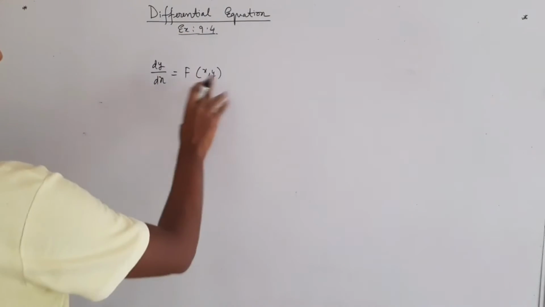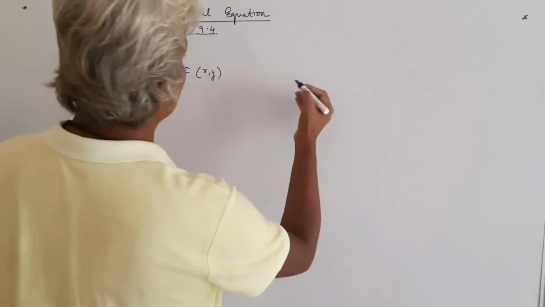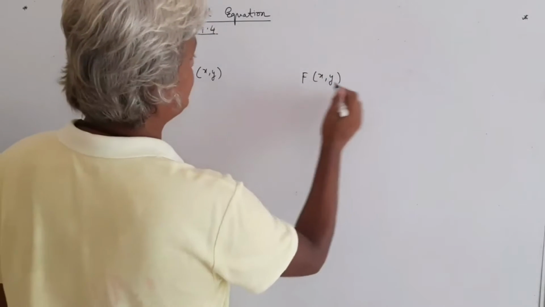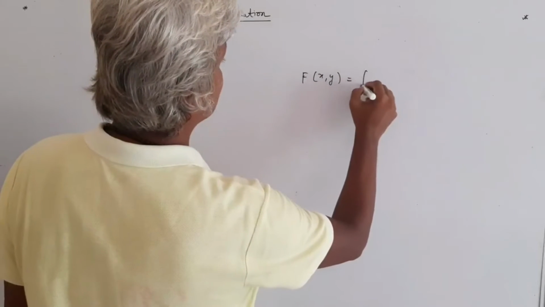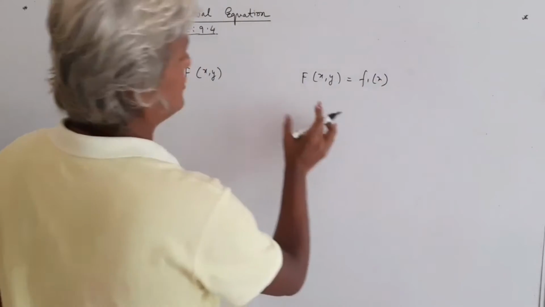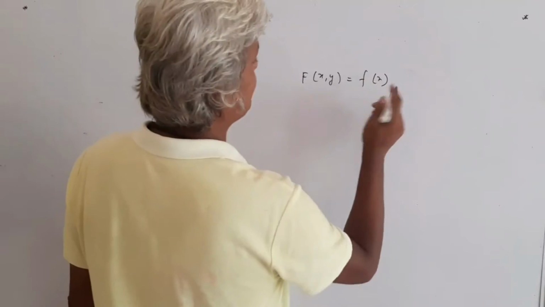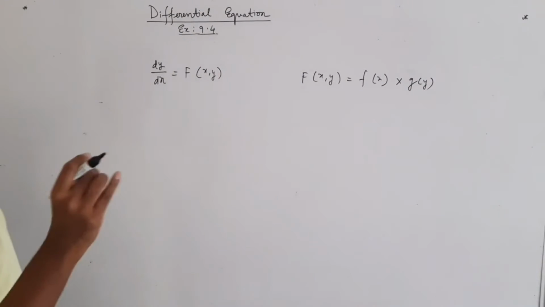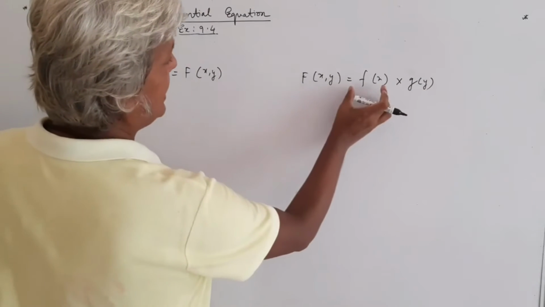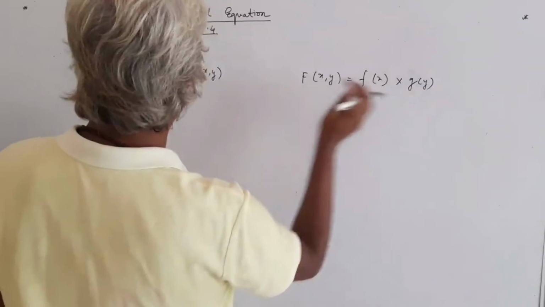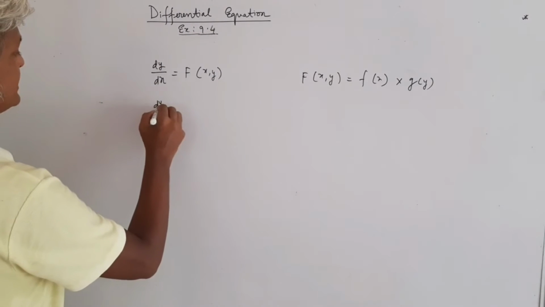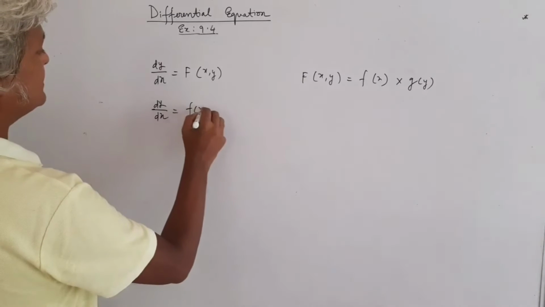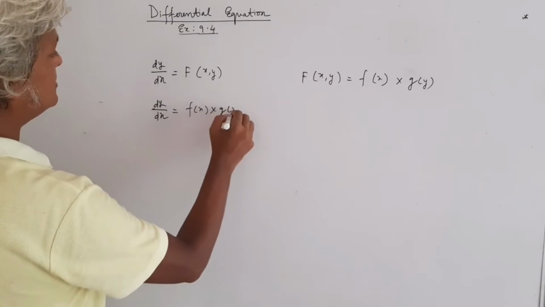dy by dx is f(x,y). Now suppose there is a mechanism by which you are able to express the function f(x,y) as the product of two functions, namely f(x) and g(y). If you are able to express f(x,y) as f(x) into g(y), then this equation takes the form dy over dx equals f(x) into g(y).